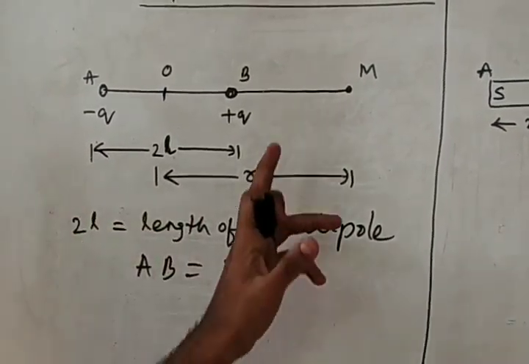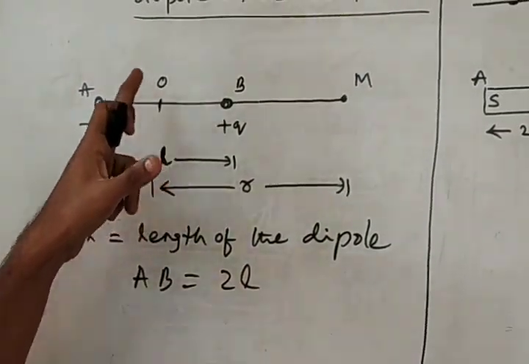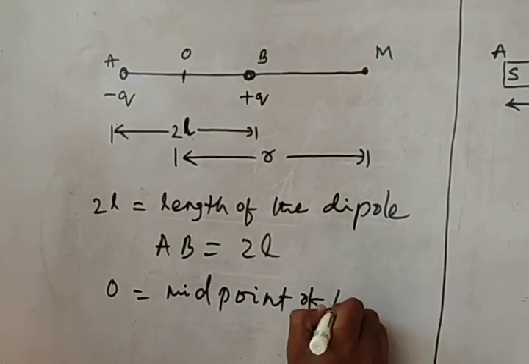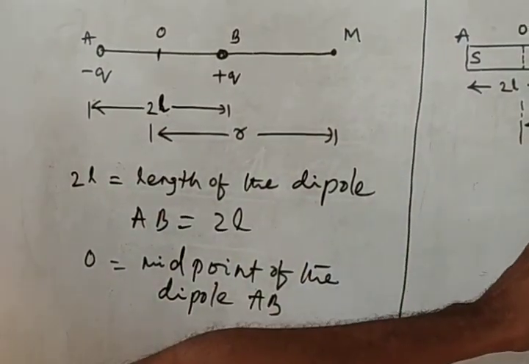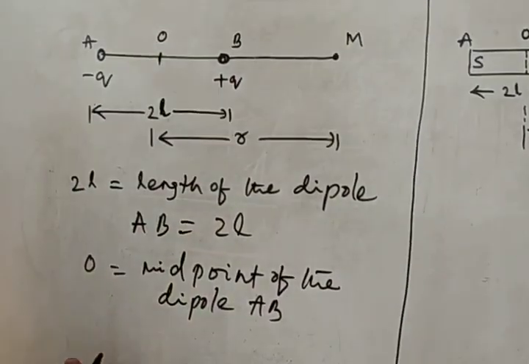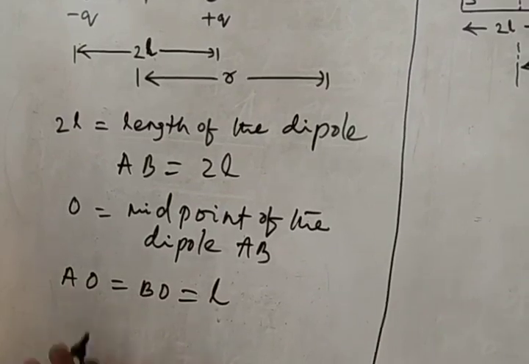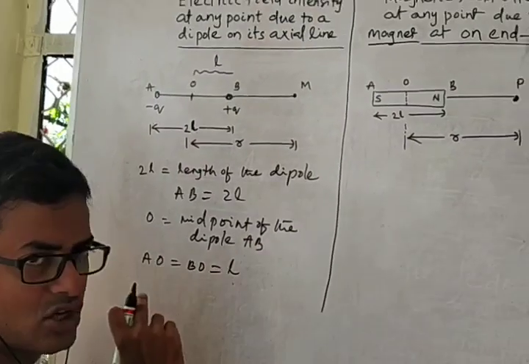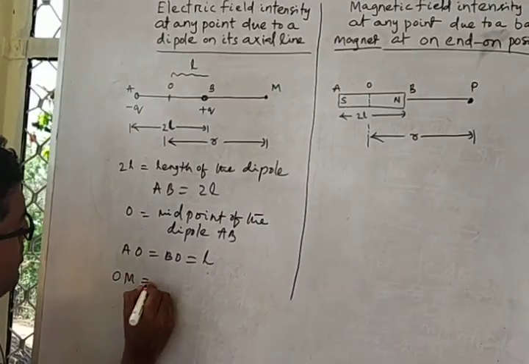Now, let us consider a point M on the axis, which is R distance apart from the midpoint of the dipole. So here O is the midpoint of the dipole AB. Just understand this. This one will be very easy compared with this. So 2L is the length of the dipole AB. O is the midpoint of the dipole. So I can write AO equal to BO equal to L. Now let us consider a point M on the axis of the dipole, which is at a distance R apart from the midpoint. From the diagram, OM is R.